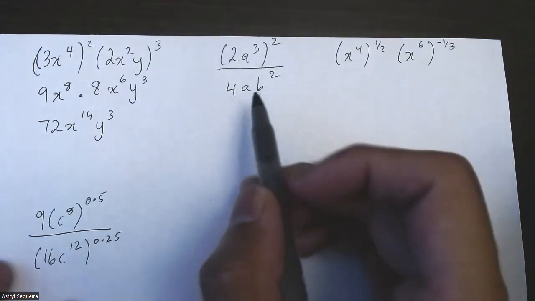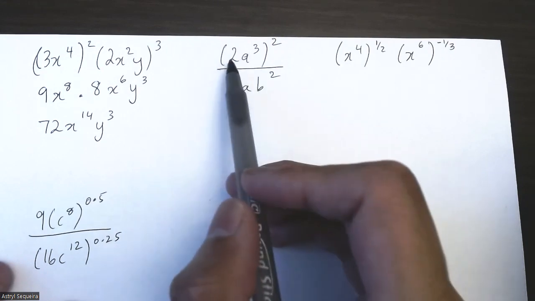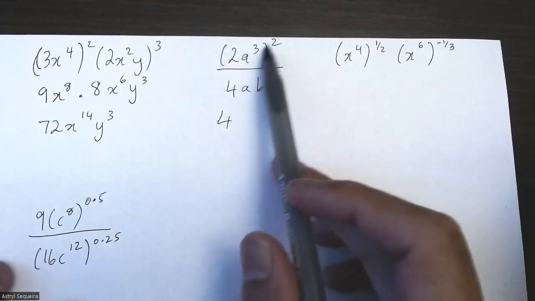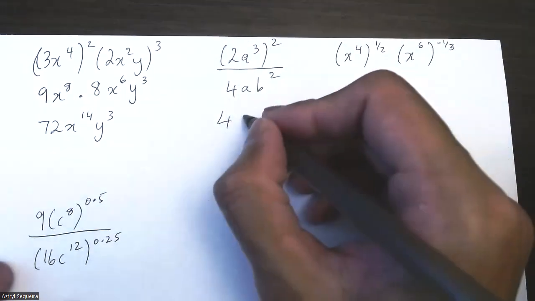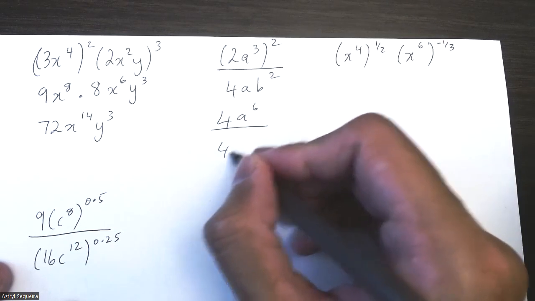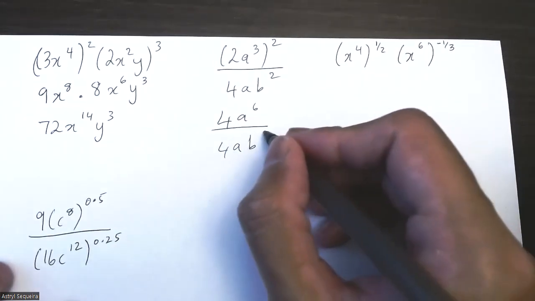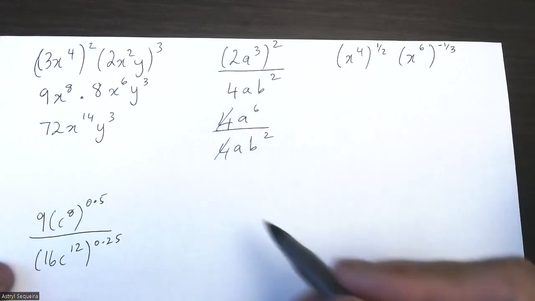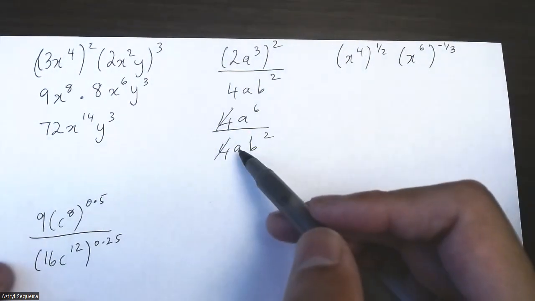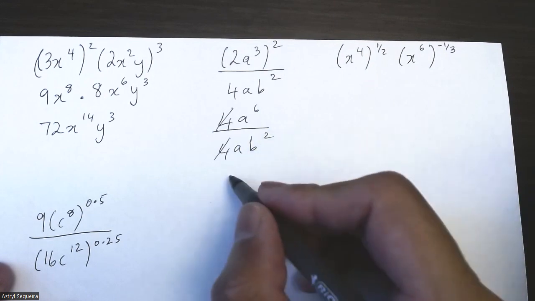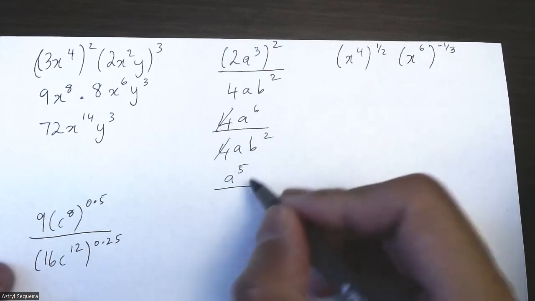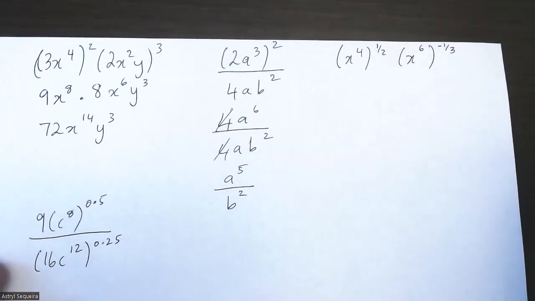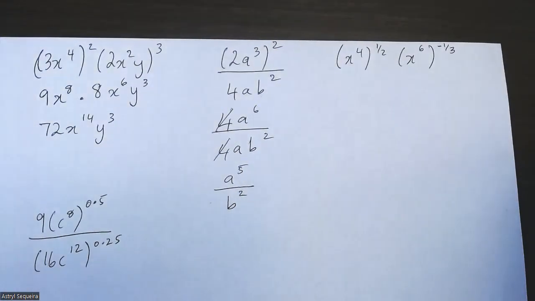Let's try the second question over here, which is division. 2 squared is 4. 3 times 2 is 6. So I have 4a^6 over 4ab squared. 4 and 4 just cancel. a^6 divided by a, so 6 minus 1 is 5, so that's just a^5. And then the b squared just remains on the bottom. Nothing changes with that because there's no other b terms in this question.